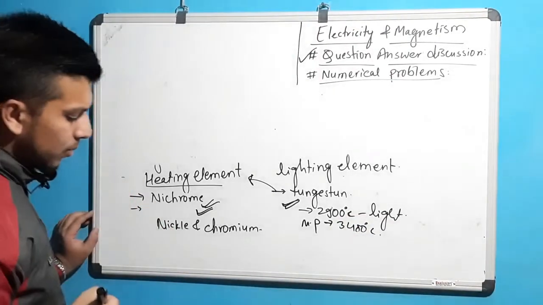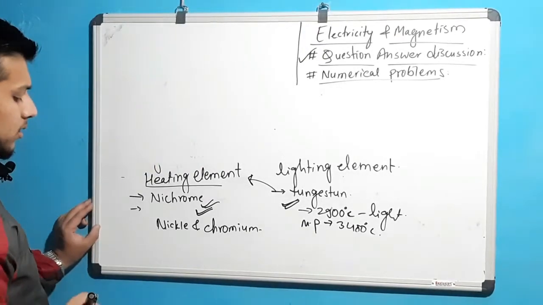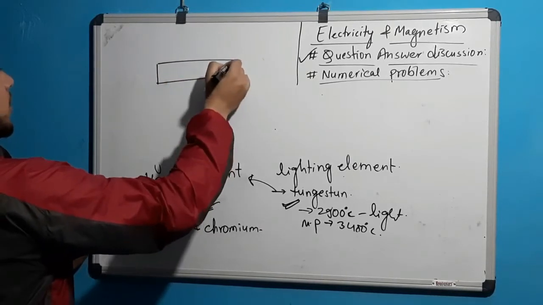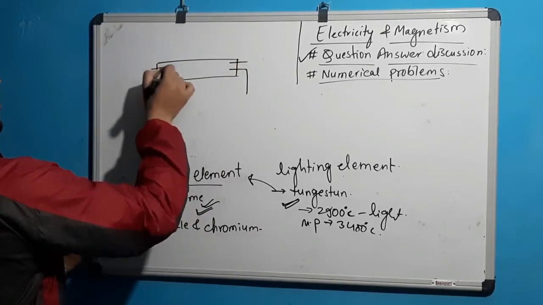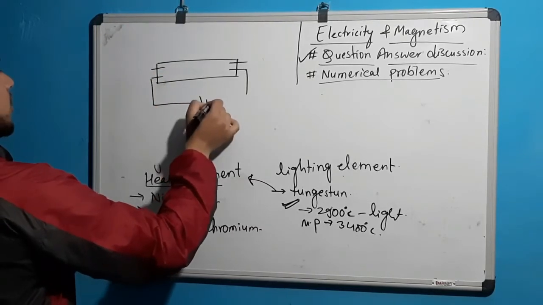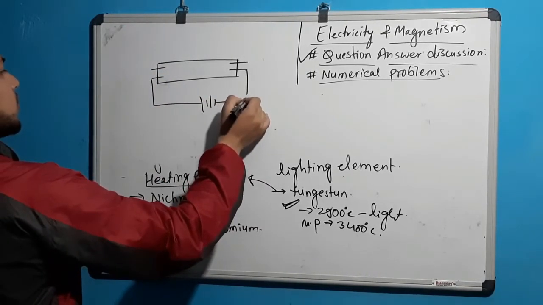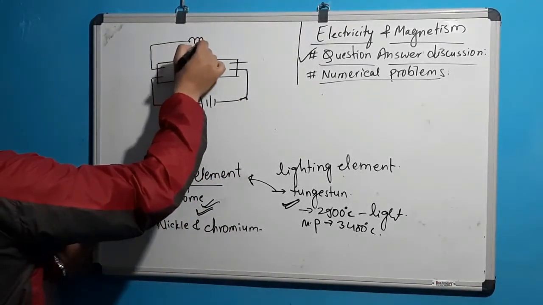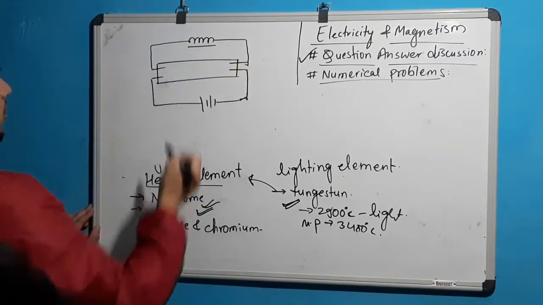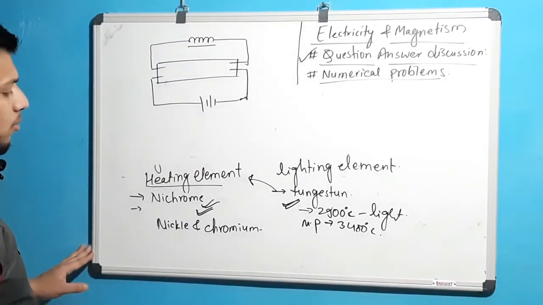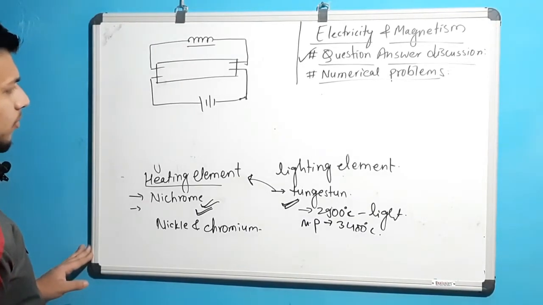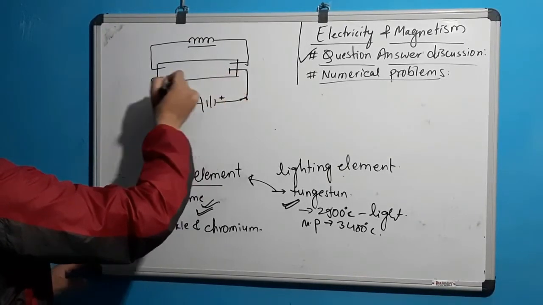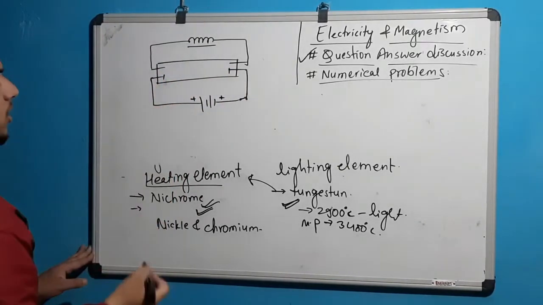Why is mercury vapor filled in the tube light? This is an example of a tube light. Here are the anode and cathode. Here is the voltage supply. And here is the switch and sensor. And here is one choke coil. This is the structure of a tube light or fluorescent lamp. Here we give heat, meaning electric energy.